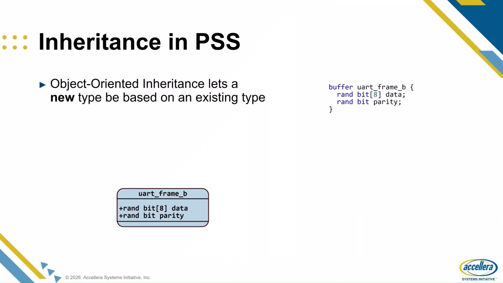PSS supports object-oriented inheritance, just like you'd expect from any modern modeling language. You can create a new type based on an existing type, which lets you specialize without duplicating the original definition. We're not going to provide an in-depth tutorial on object-oriented programming here, but I wanted to show you what inheritance looks like in PSS. Here we have a UART frame buffer with rand data and parity fields.